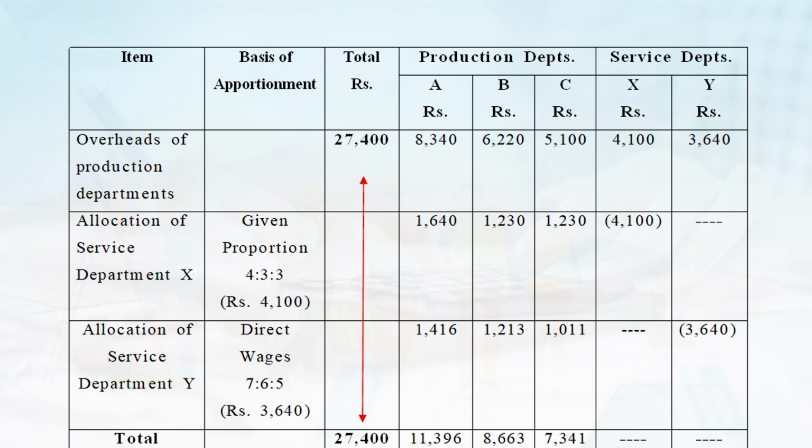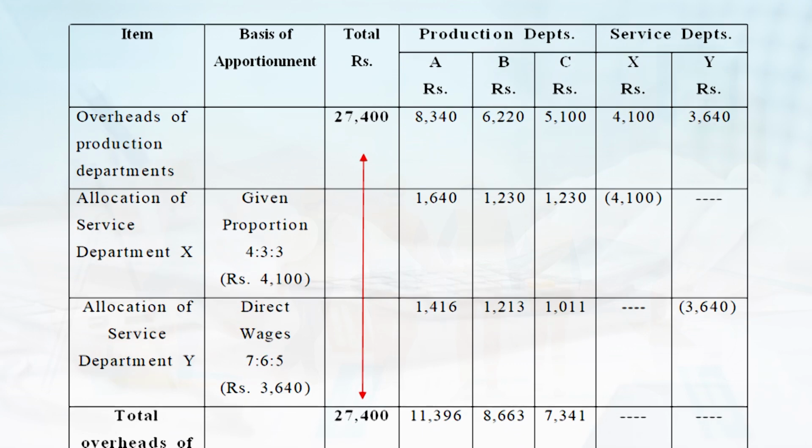Now, let us allocate service department Y's total overhead cost of rupees 3,640 in the proportion of direct wages, that is 7:6:5. Allocation for department A comes to rupees 1,416, for B comes to rupees 1,213, and for C it comes to rupees 1,011.